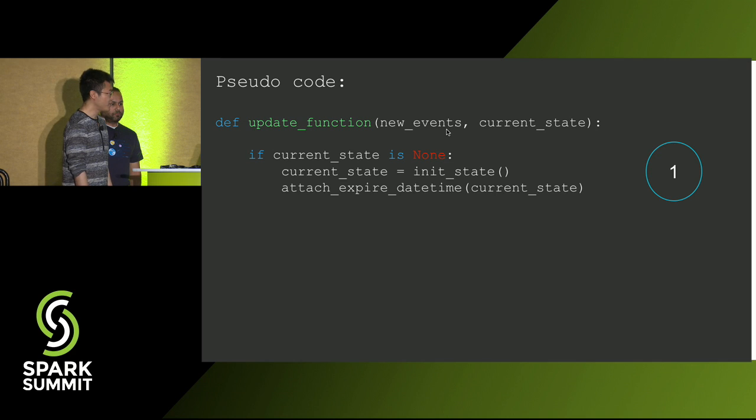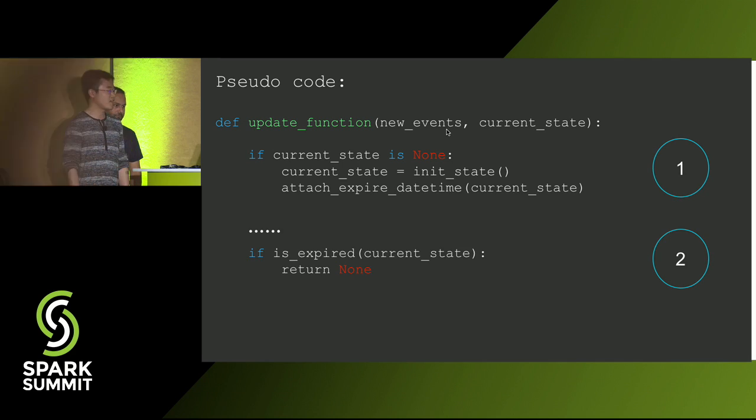So in the first step, basically, you check whether there is already a state for the key. If there's no state for the key, then you initialize it, and then you attach an expired datetime object to the current state, so you know when to kick it out. And then the second step is basically you check, if there's already a state, is it expired?